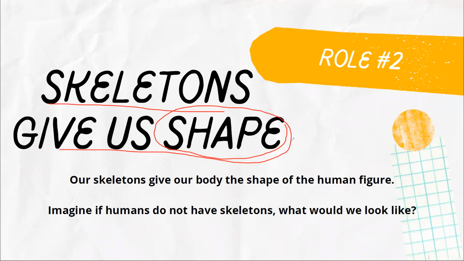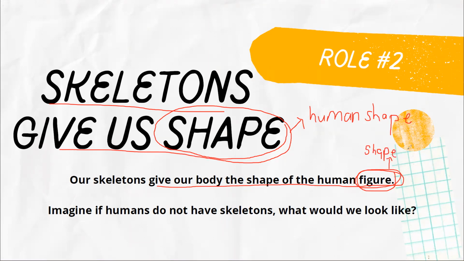Okay, for those who answered, the human shape, teacher. Yes, correct. The answer is the human shape. Without your skeleton, can you imagine you would either be a blob of meat or maybe a straight line or a circle? And how sad is that, right? Our skeletons give our body the shape of the human figure. Okay, class, for those who don't know what a figure is, figure is actually another word for shape or look.